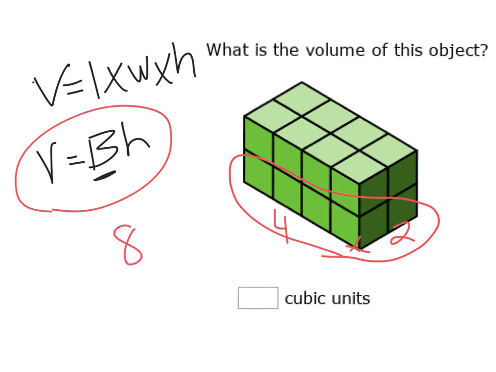Now, if I times that by the height, well, the height of this was 2. And so you're going to see some of the same numbers that we were dealing with, length times width times height. You're just going to see it in a different format, or you're going to see it in a word problem where they're talking about the base. And so in this particular one, if the height is 2, 8 times 2 is going to give me 16, and I'll get the same answer.